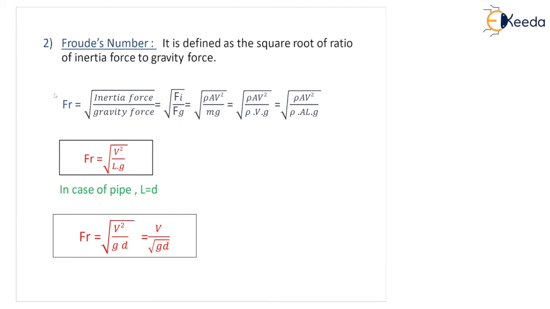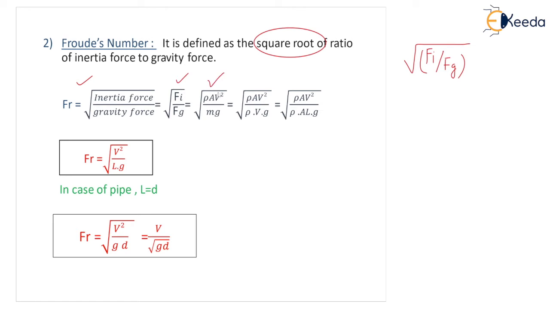Froude's number. It is defined as a square root of, so this is a new word actually. Square root was not there in the last dimensionless number, Reynolds number, but here it is there. It is defined as the square root of the ratio of inertia force to gravity force. That means how will we write? You take the square root first, of the ratio of inertia force to gravity force, so Fi by Fg. Fr equal to root under Fi by Fg.